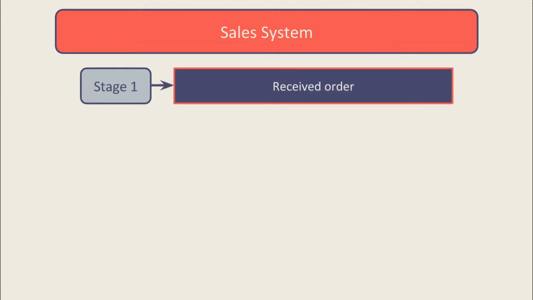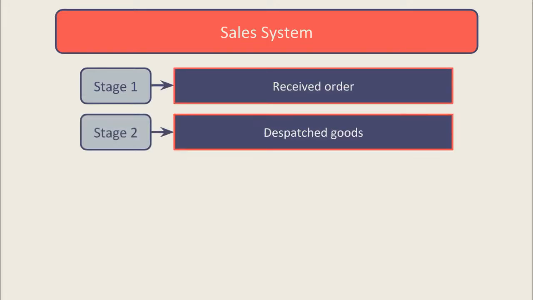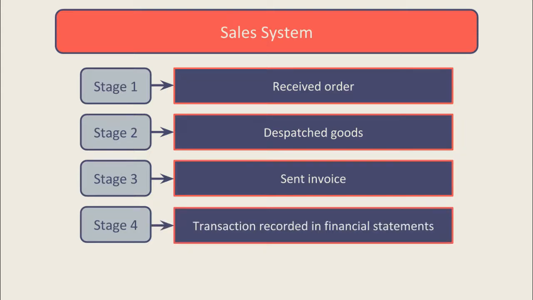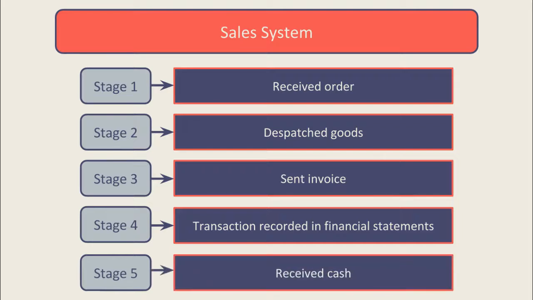We're going to start with the sales system. It has 5 key stages where controls should be designed to ensure mistakes do not happen. Stage 1 is when the order is received. Stage 2 is when the goods are dispatched. Stage 3 is when the invoice is sent. Stage 4 is when the transaction is recorded in the financial statements. And Stage 5 is when the cash is received.